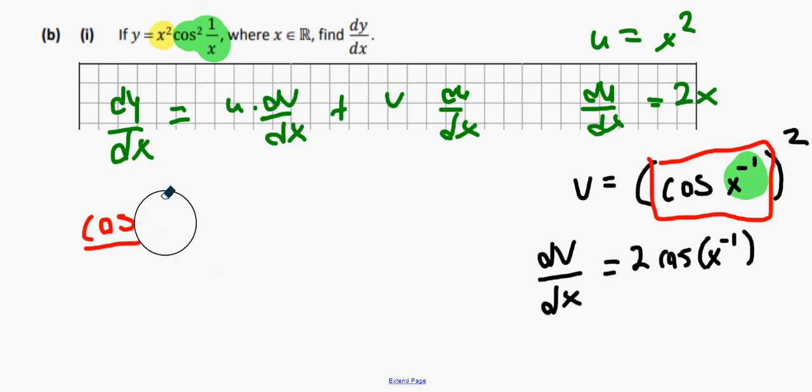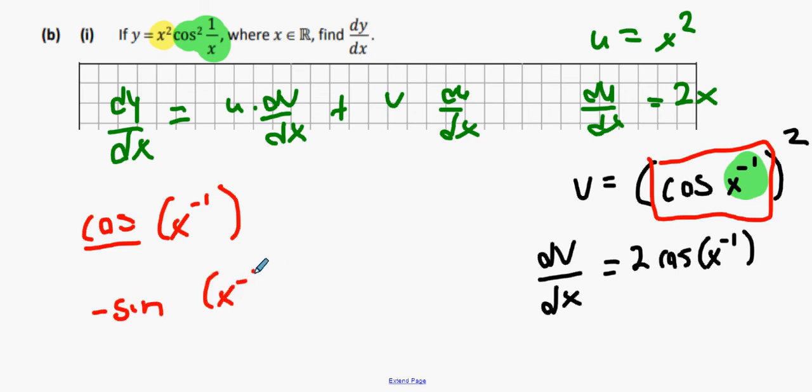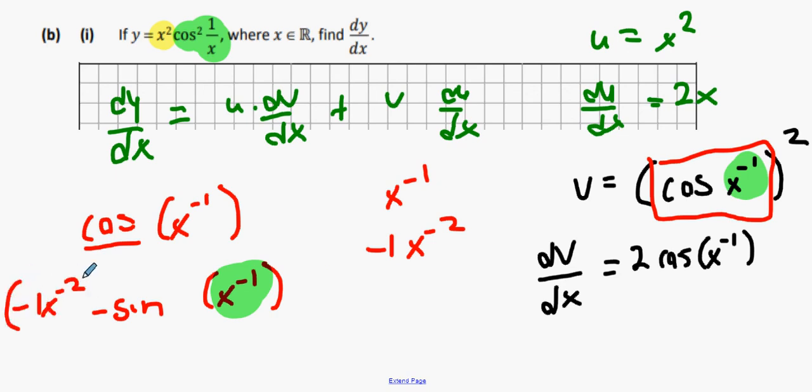Okay? So what we're going to have here is cos of x to the minus 1. We know straight away that cos turns into minus sine. And we also have to remember to differentiate the angle. When you differentiate x to the minus 1, the power goes to the front, and you take 1 away from the power. It's minus 1 x to the minus 2. So that minus 1 x to the minus 2 is also located here, and the two of them are going to multiply by each other now.